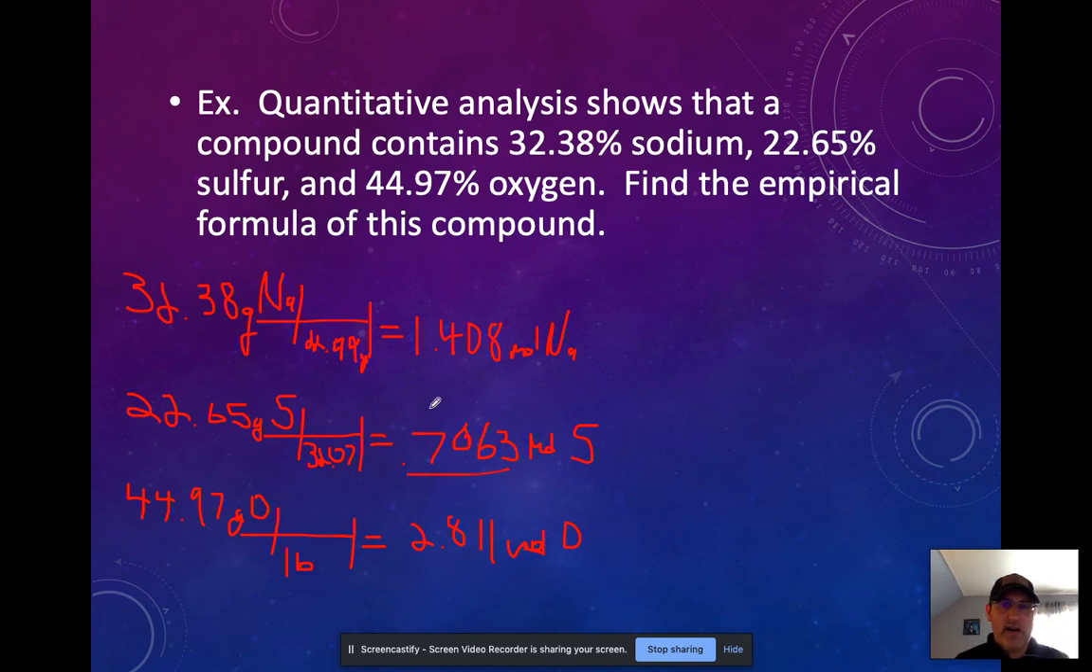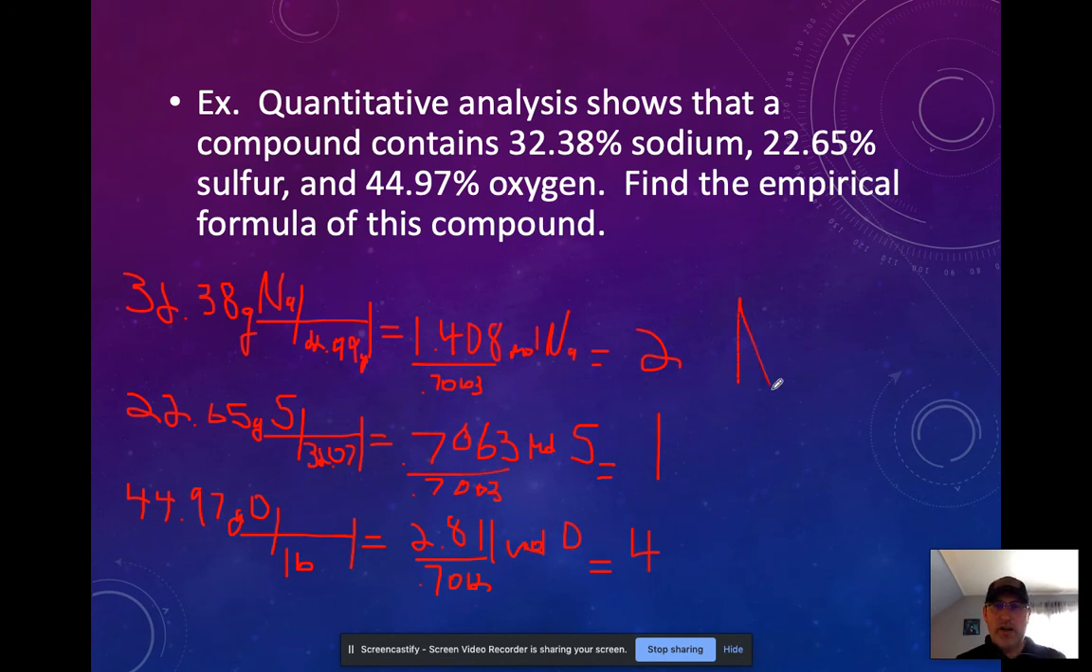So you've changed your percent to grams, your grams to moles. Now divide by the smallest. Okay, don't change it to whole numbers yet. Some people want to round here. So 0.7063, that's going to be a 1. 2.811 over 0.7063, that's going to be a 2. You can do the math on your calculator, but it's real close to 2. And then 0.7063, that's going to be a 4. Okay, so there's your individual ratios.